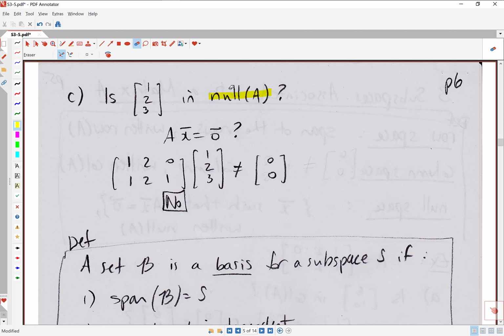Okay, so let's remember what the null space of A is. I'm going to write the definition over on the side here. The null space of A is the set of vectors x such that Ax equals the 0 vector. So if we want to know whether this vector is in the null space of A, the question really comes down to: is Ax equal to the 0 vector? If it is, the answer will be yes. If it's not, the answer will be no. So it's just a matter of taking our matrix and multiplying it by our vector 1, 2, 3. We figure out it's not equal to the 0 vector, so the answer is no.